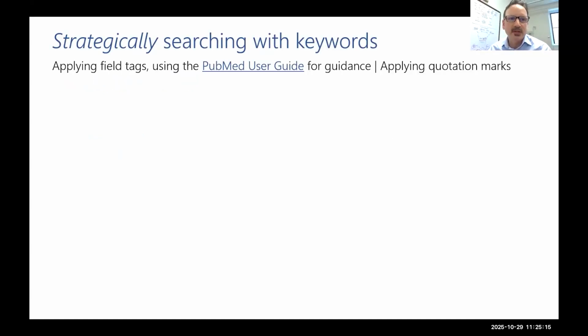Okay, so we're going to do that through field tags, as I mentioned. And the PubMed user guide, which I linked to here, has a lot of great information about searching, not only with field tags, but with everything about searching PubMed. So I recommend you take a look at that. And we're going to apply field tags and we're going to apply quotation marks to our keywords.